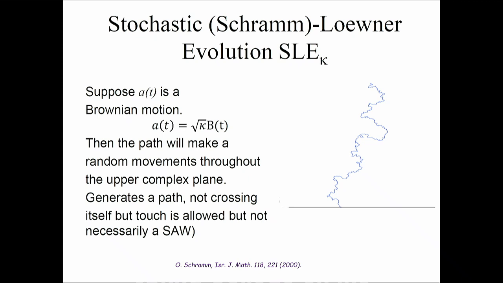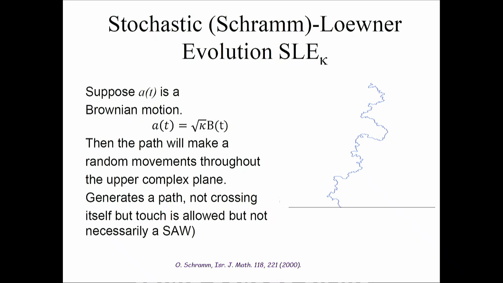Now that was Loewner 1924. Then we time translate forward to 2000. Schramm made an observation that if you put in, instead of the driving function, a Brownian motion, you get something interesting.